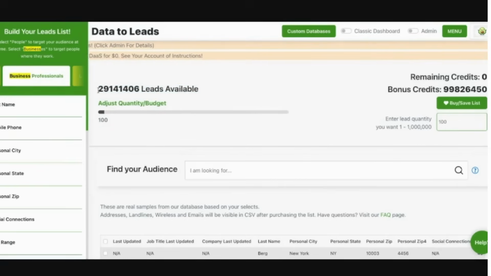So it's more broad. It's not really intent. Yeah. So that's what I was doing with this. It says business professionals, but really these are all homeowners and business.